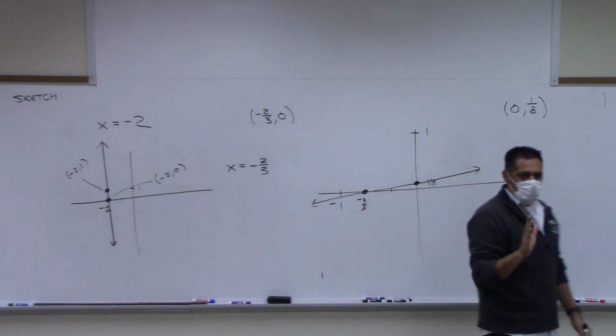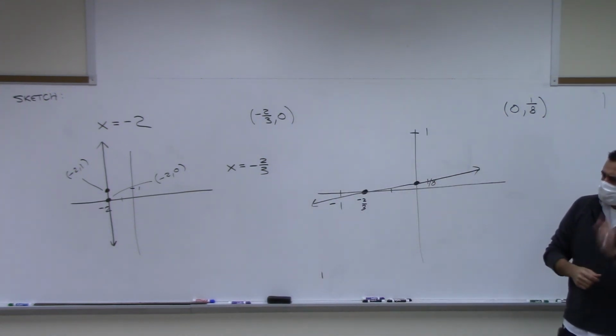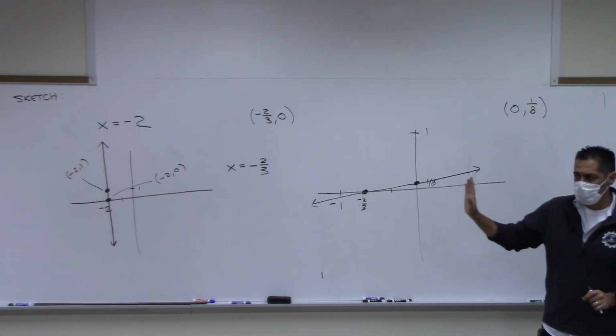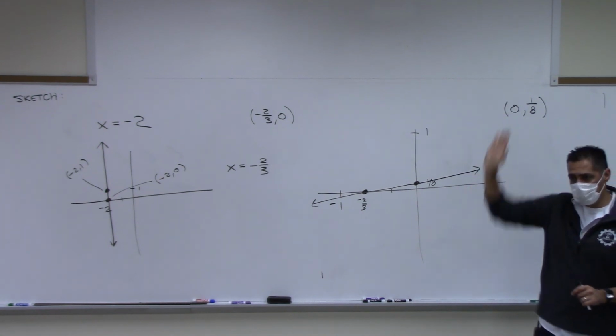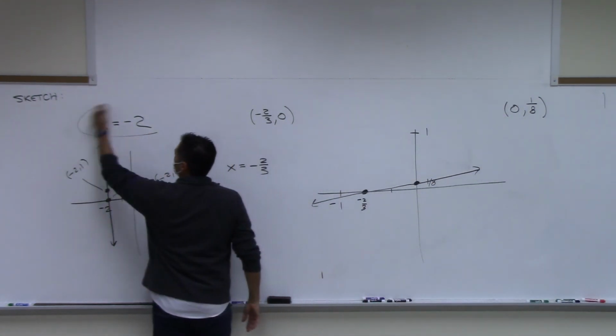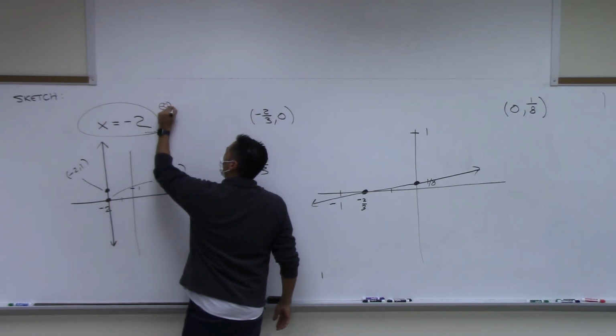So if you ever have an equation, you're asked to graph it and it just has the variable x equal to a number, you're going to go to the x-axis, draw a dot on the x-intercept, and then draw a vertical line. So this is basically what I'm telling you, is that this is the equation of a vertical line.